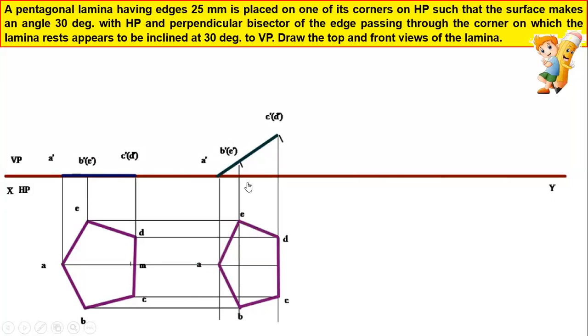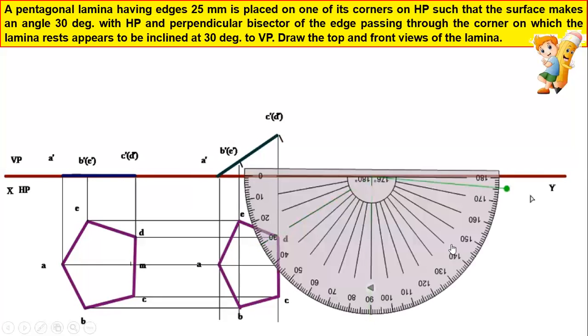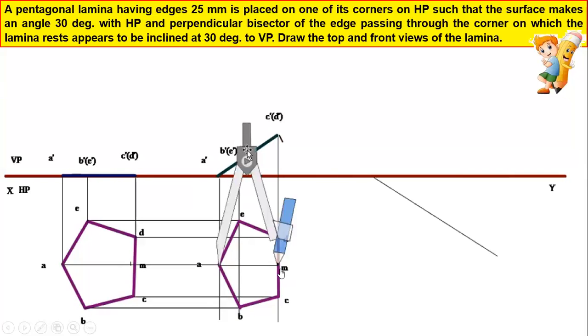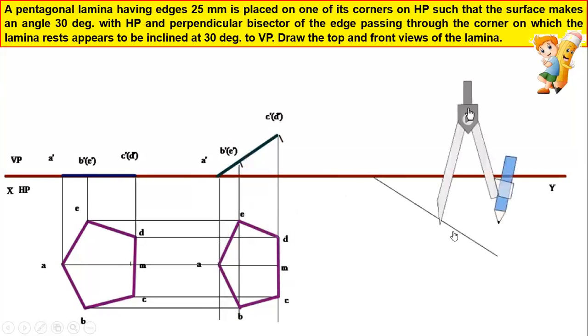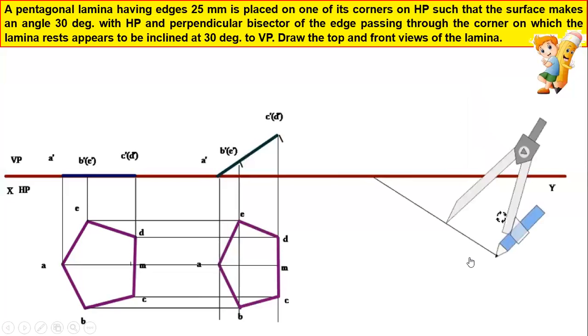Represent the angle, and the perpendicular bisector A to M, which bisects this edge equally. Now the third position, inclination with respect to VP, that is 30 degrees. Already the beta angle is given, the beta angle is 30 degrees. Measure the perpendicular bisector from the second position and transfer it directly onto the inclination line. Name this as A and M.